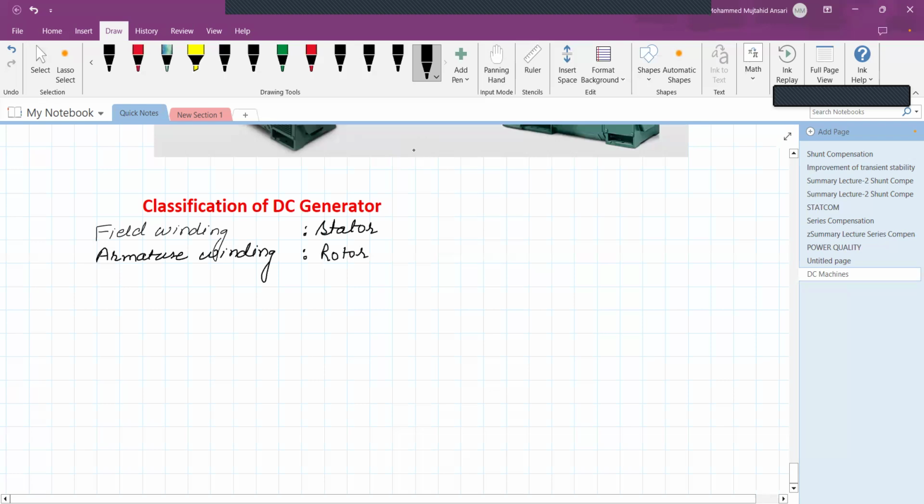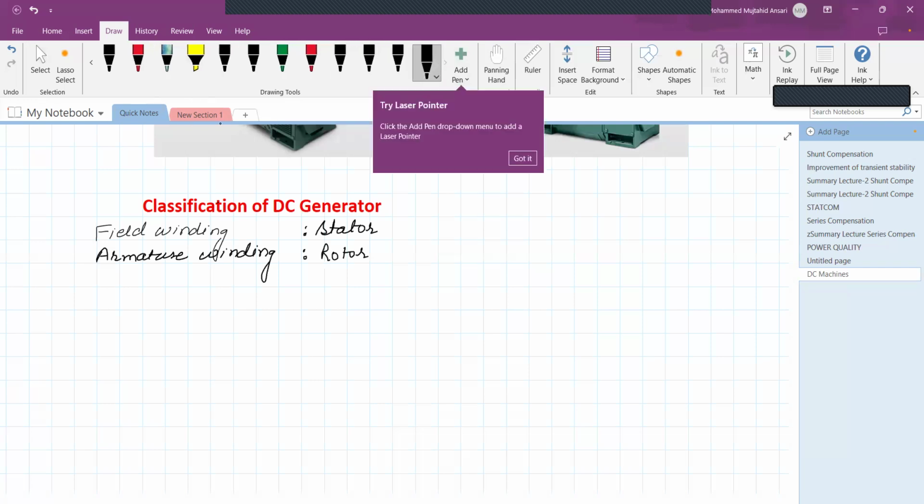When we call it a winding, it is made up of copper wire wound over magnetic material. So definitely the copper wire has some resistance, and this resistance can be represented as the resistance of the field winding and the resistance of the armature winding. Every time we are not going to draw the entire construction diagram, whereas we use some symbols.